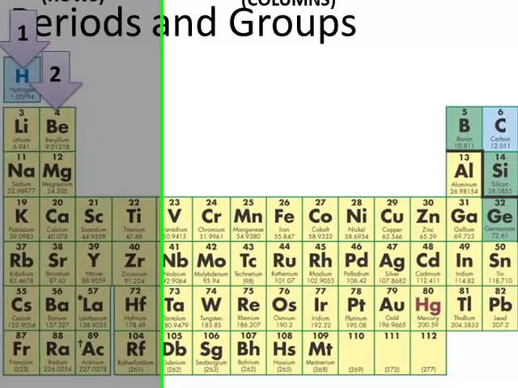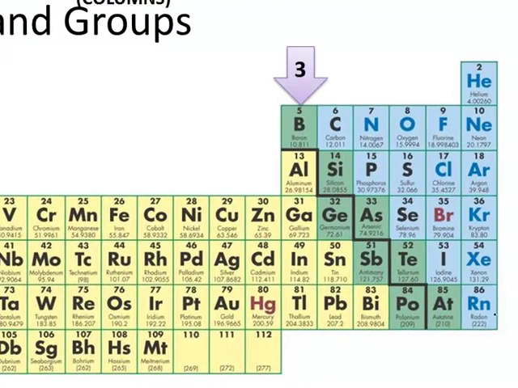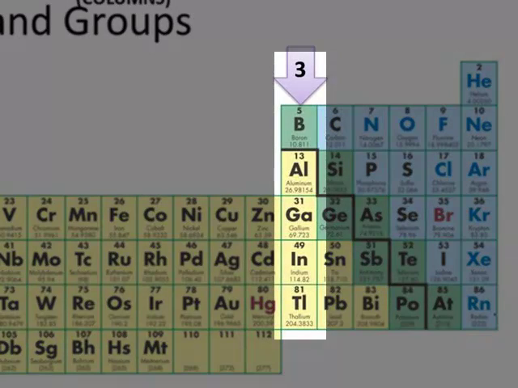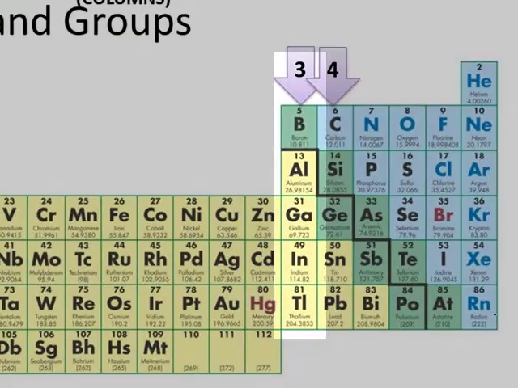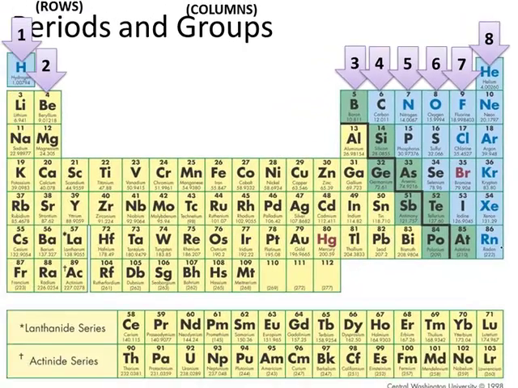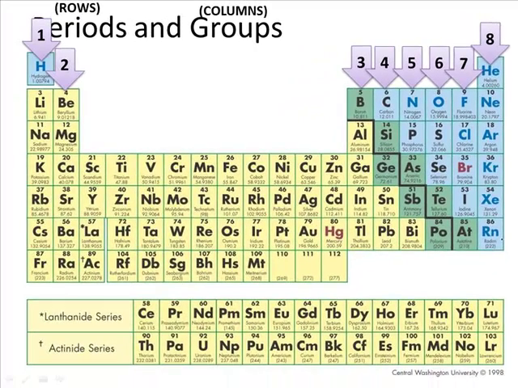The group numbering picks up on the other side of the transition metals with Group 3 that starts with boron, includes aluminum, gallium, and so on. Group 4 starts with carbon, 5 is nitrogen, and all the way across over to helium in Group 8. What's interesting about the groups is that the elements within any given group are very similar to each other in terms of chemical reactivity. In fact, some of them are so similar that they've been given special names.